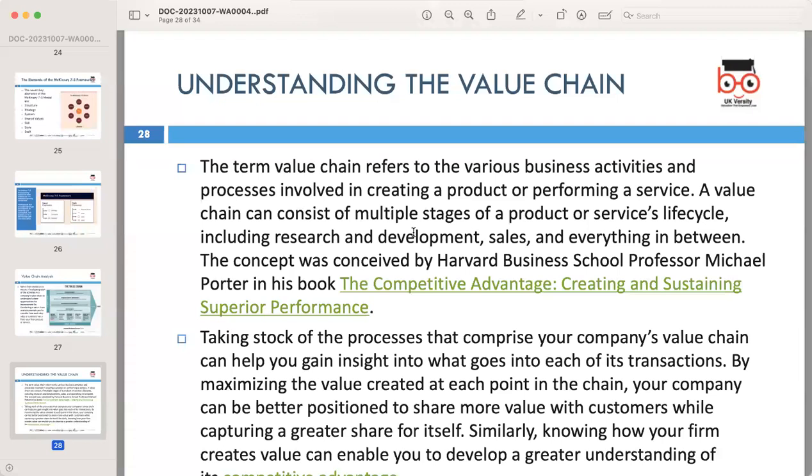The concept was conceived by, as I said, Harvard Business School professor Michael Porter in his book, Competitive Advantage: Creating and Sustaining Superior Performance.